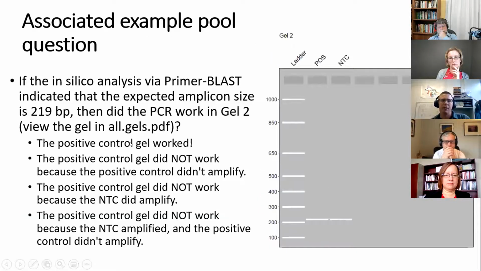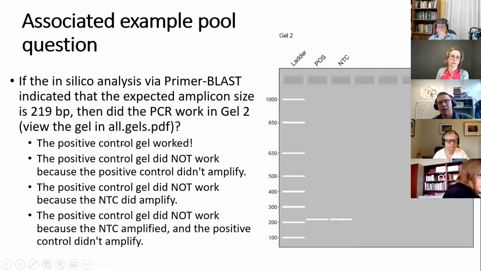And here's an example pool question that I created associated with these images. Oh, and I should say another important thing is that I created 50 gels, and I labeled them gel 1, gel 2, gel 3, and so on. The structure of the questions identifies where they should expect to see something in the gel, and what gel image they should be looking at.